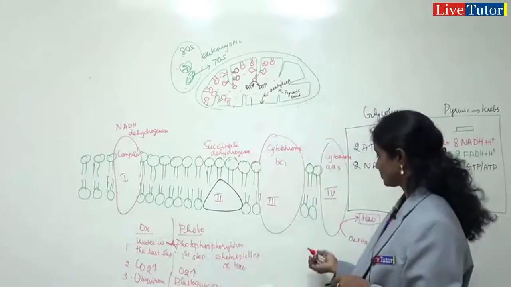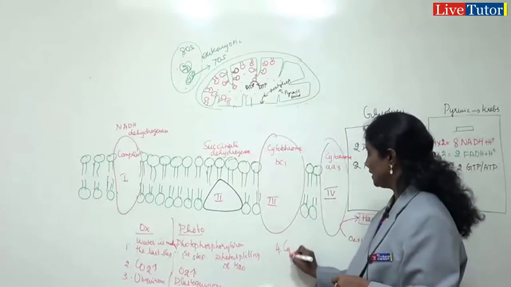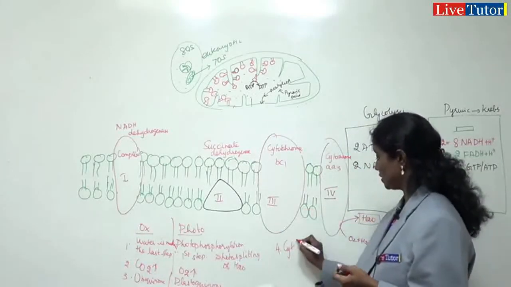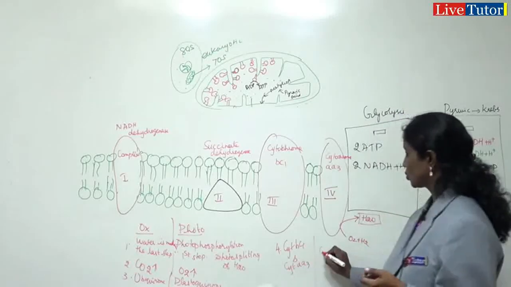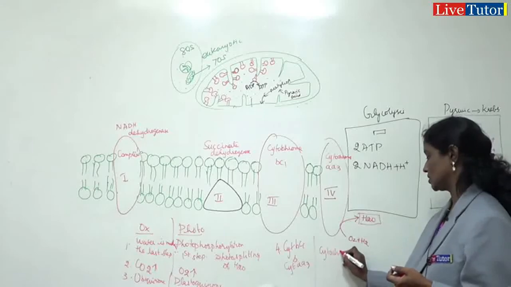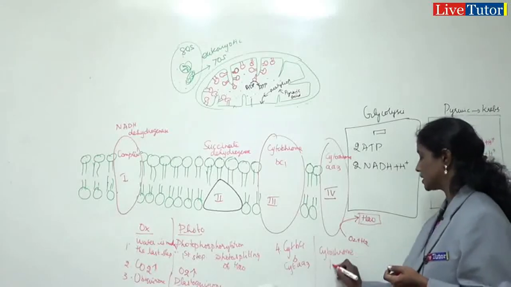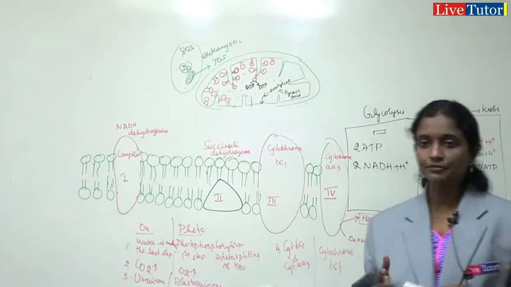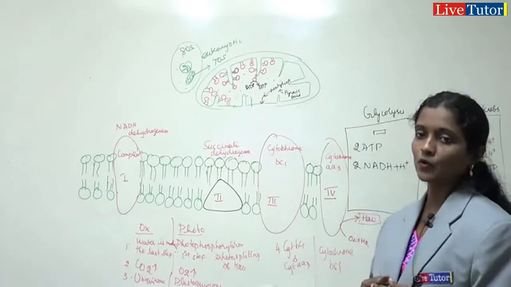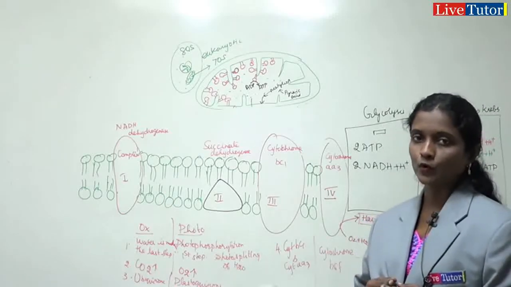Fourth, cytochrome BC1 and cytochrome AA3 are involved, whereas in plants, cytochrome B6F is involved. Okay, so we are seeing four differences between oxidative phosphorylation and photophosphorylation, right?